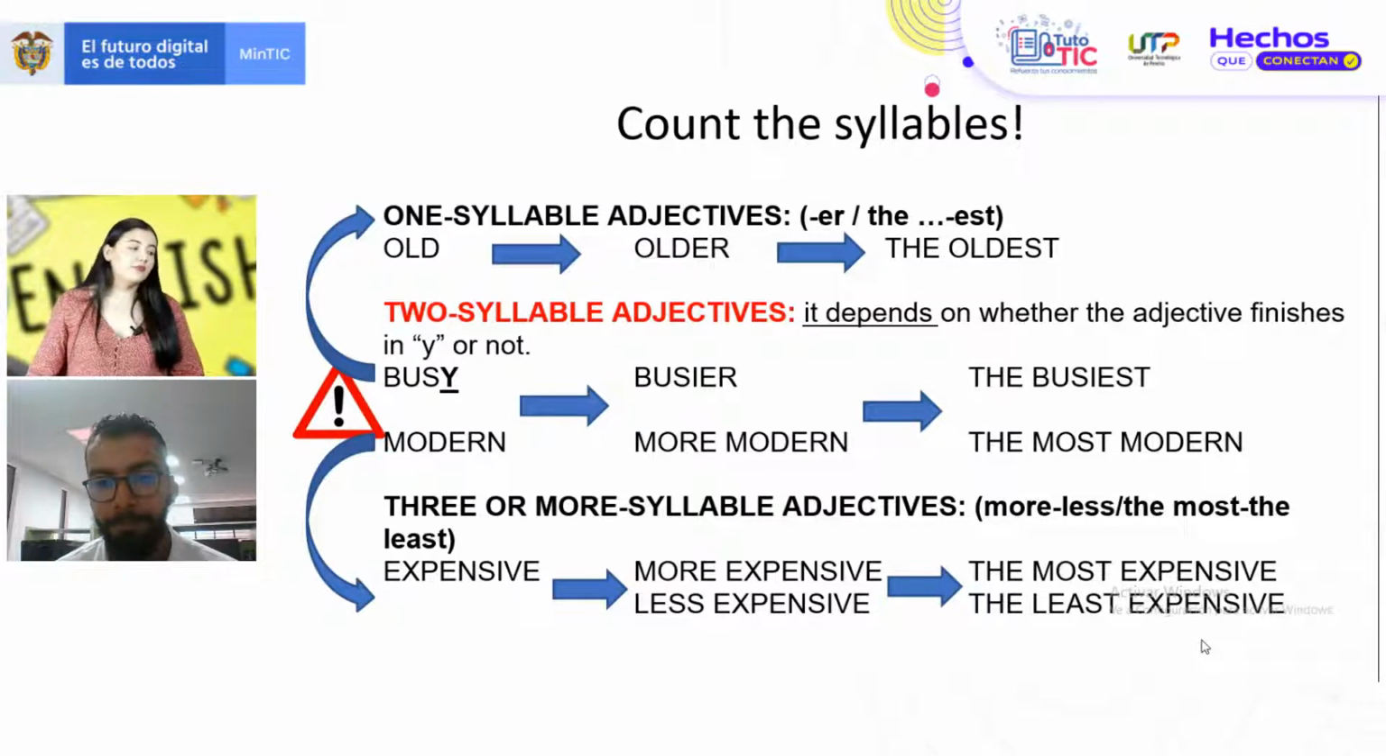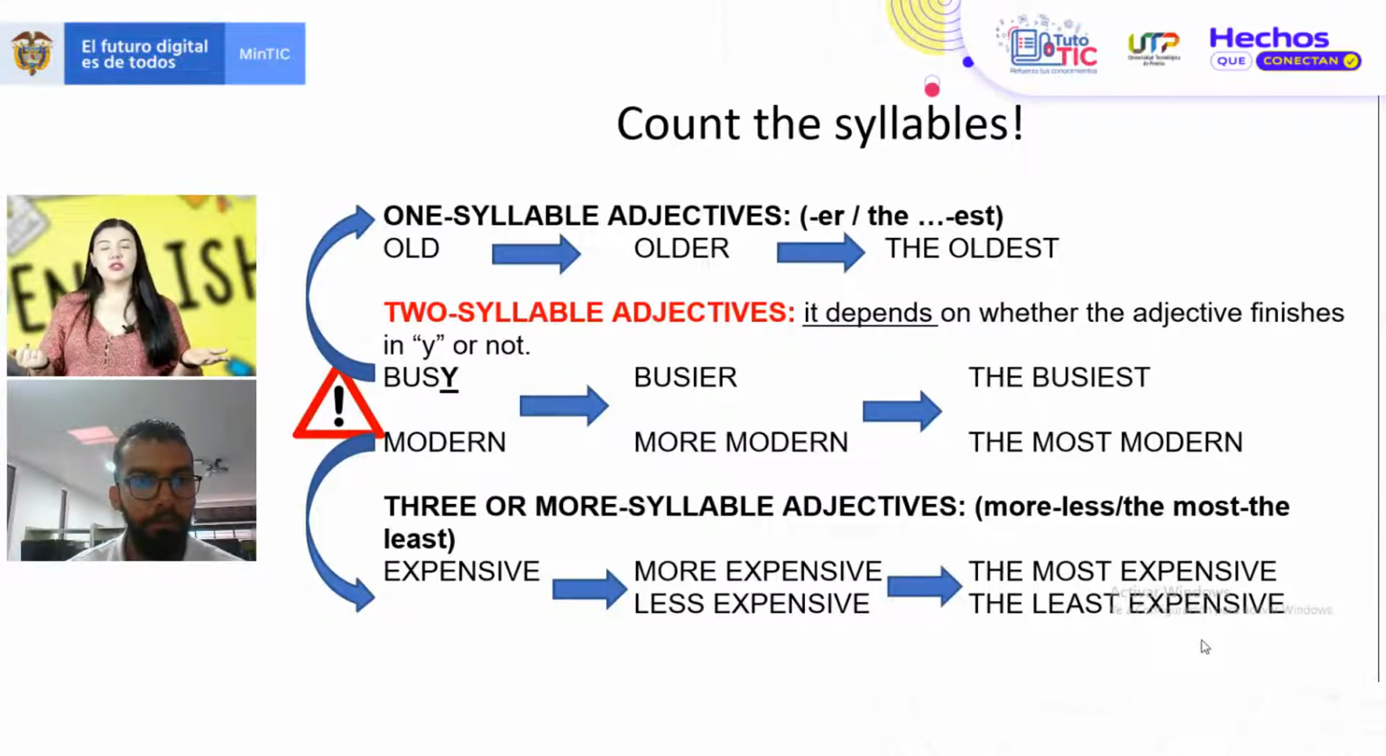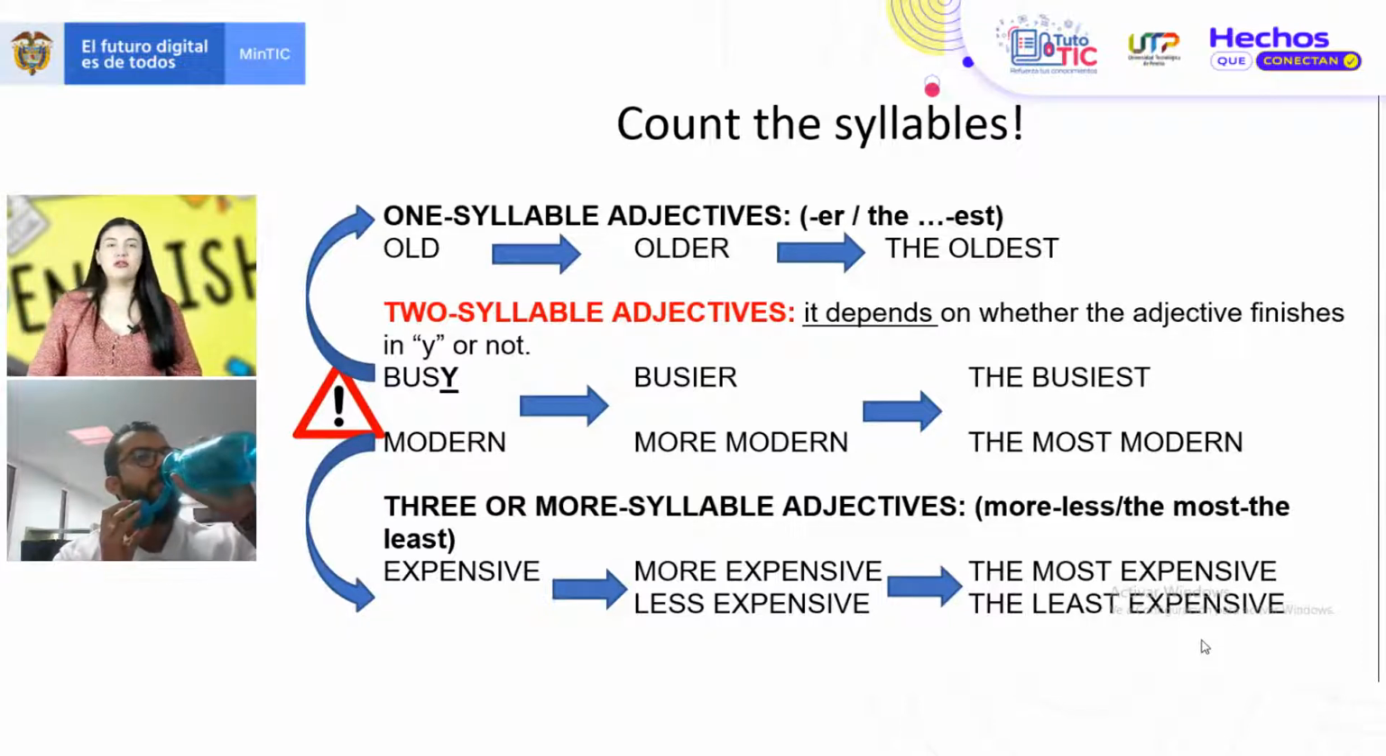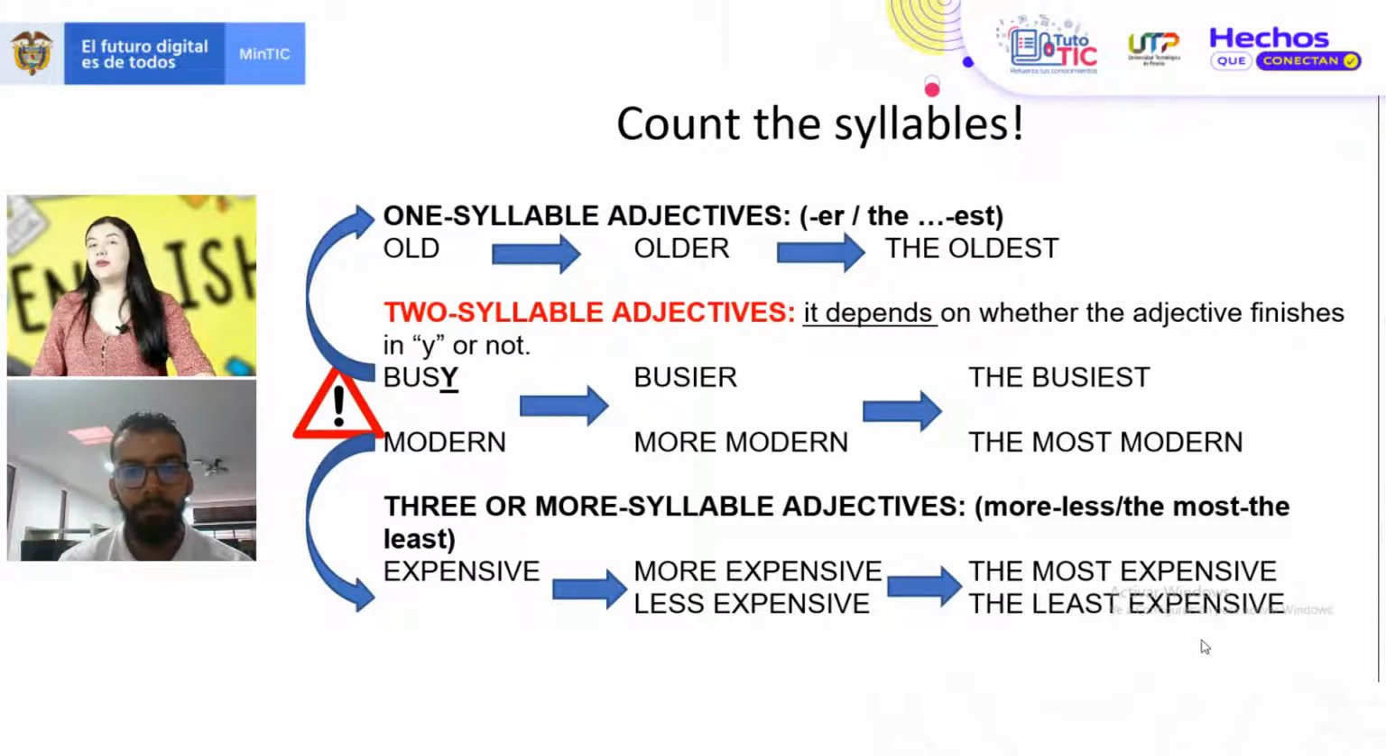Por ejemplo, el adjetivo old, ¿sí? Old, que es viejo, es un adjetivo, una cualidad de las personas o de los objetos, old, tiene una sola sílaba. Miremos, old, just one syllable. En ese caso, para ese adjetivo, aplica la regla de agregar ER al final para comparar. ¿Cómo lo haríamos? Entonces diríamos older.